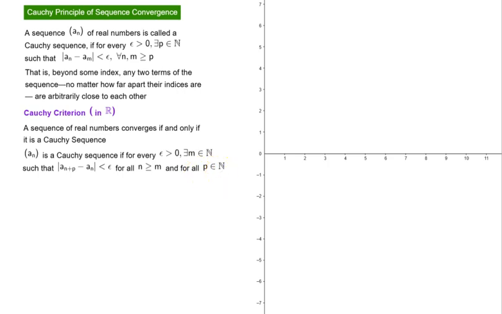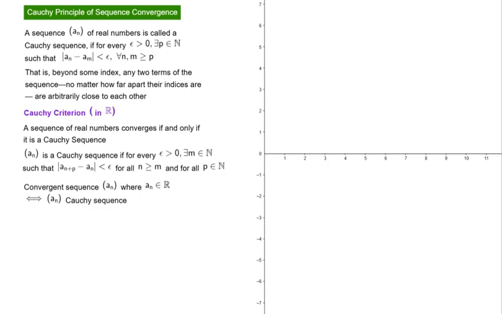So what this criterion says is that a convergent sequence a sub n, where a sub n is in R, that is real numbers, implies and is implied by a sub n being a Cauchy sequence. So if it is a convergent sequence, then it's a Cauchy sequence. If it is a Cauchy sequence, it is a convergent sequence.